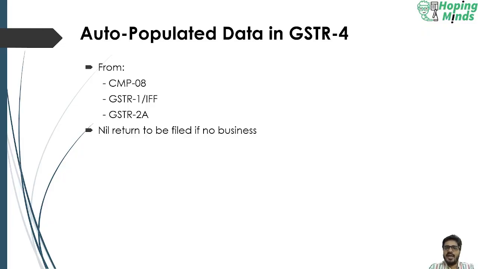Then GSTR-1 and IFF. The supplier of the goods will file their GSTR-1 or IFF, on the basis of which the inward supplies details will be auto-populated in the GSTR-4 return. The unregistered supplies details will not be filled up, it has to be filled up by the taxpayer himself. Then GSTR-2A, the GSTIN details of suppliers will be auto-fetched from GSTR-2A.